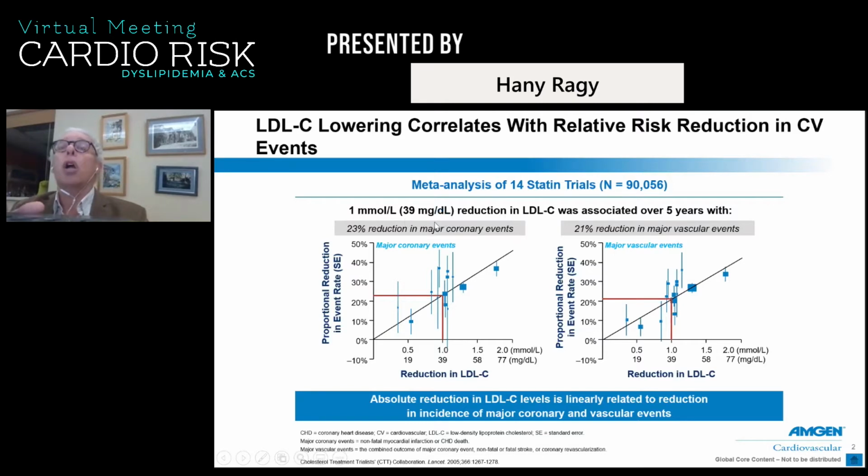With each 40 milligrams reduction in LDL, you get a significant reduction in event rates: a 23% reduction in major coronary events and a 21% reduction in major vascular events. And the absolute reduction in LDL is linearly related to reduction in the incidence of both coronary and vascular events.